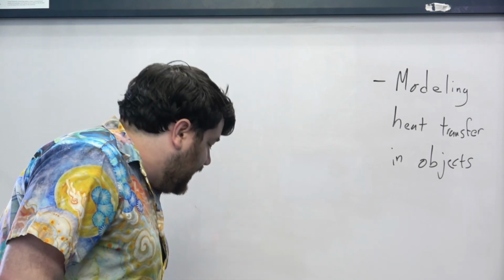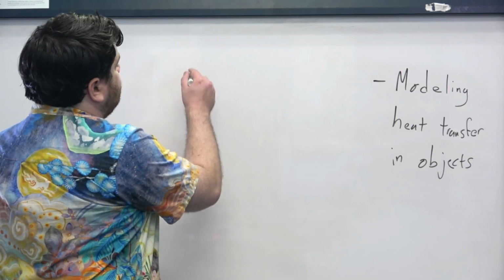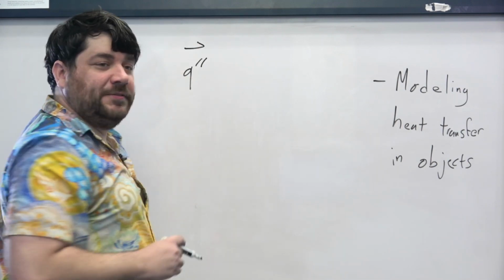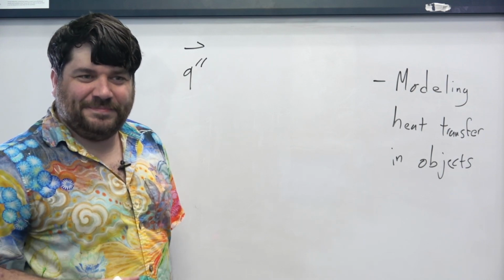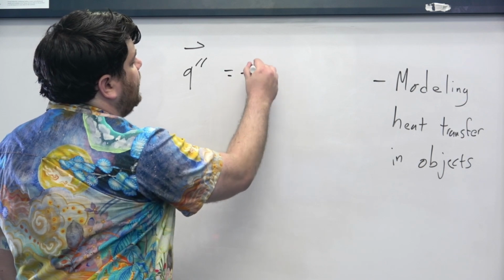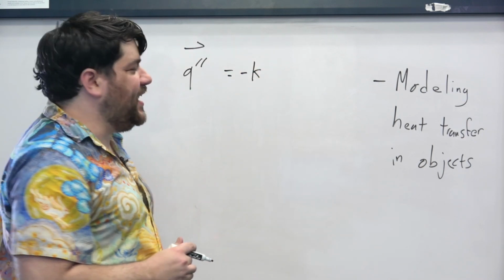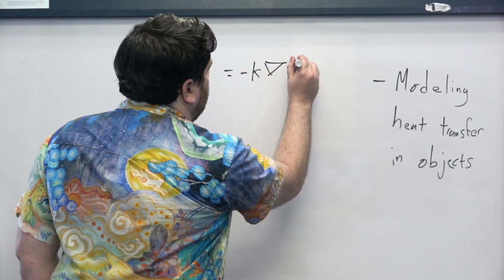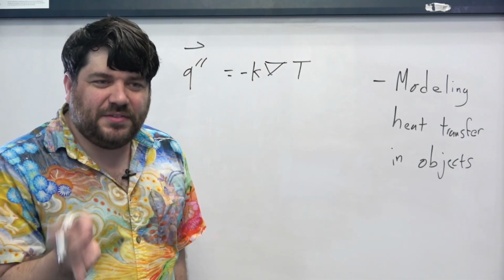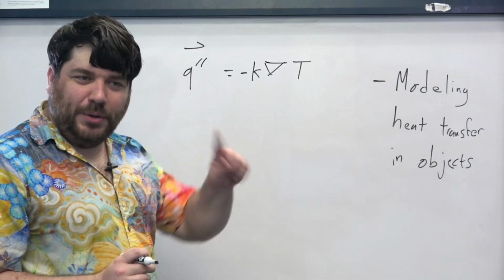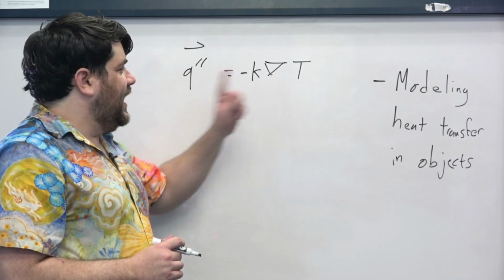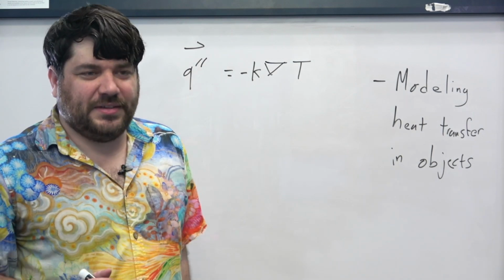And what we're going to wind up getting when we combine everything is that q double prime, and we're attaching a little vector arrow to symbolize that this is actually a vector, is equal to minus k times the gradient of the temperature. So at a specific point, the heat flux vector, both the magnitude and the direction, are determined by the thermal conductivity and the temperature gradient at that specific point.